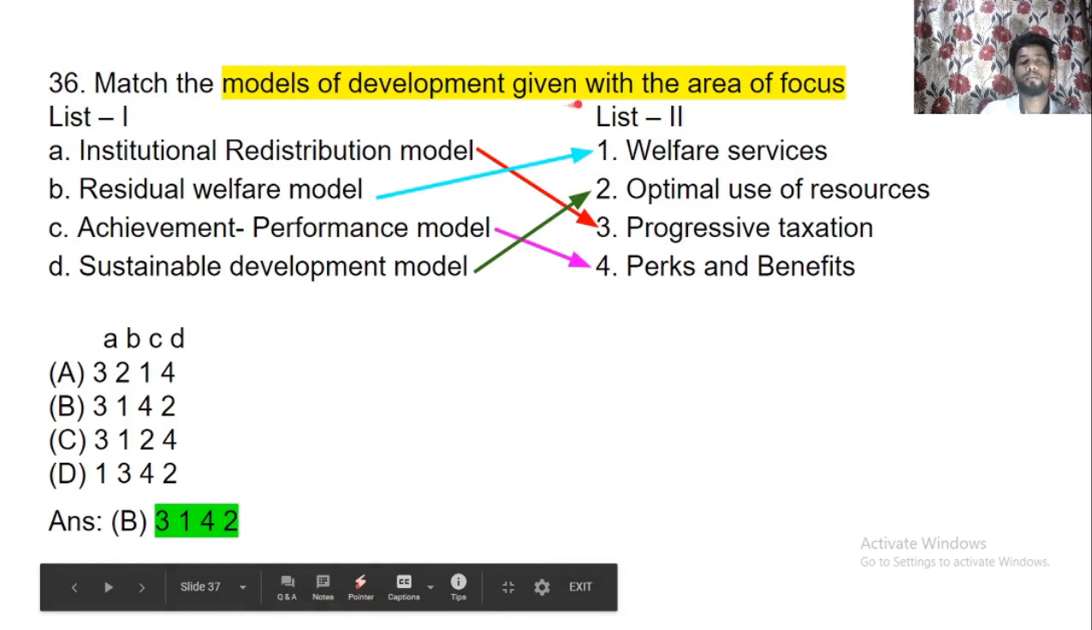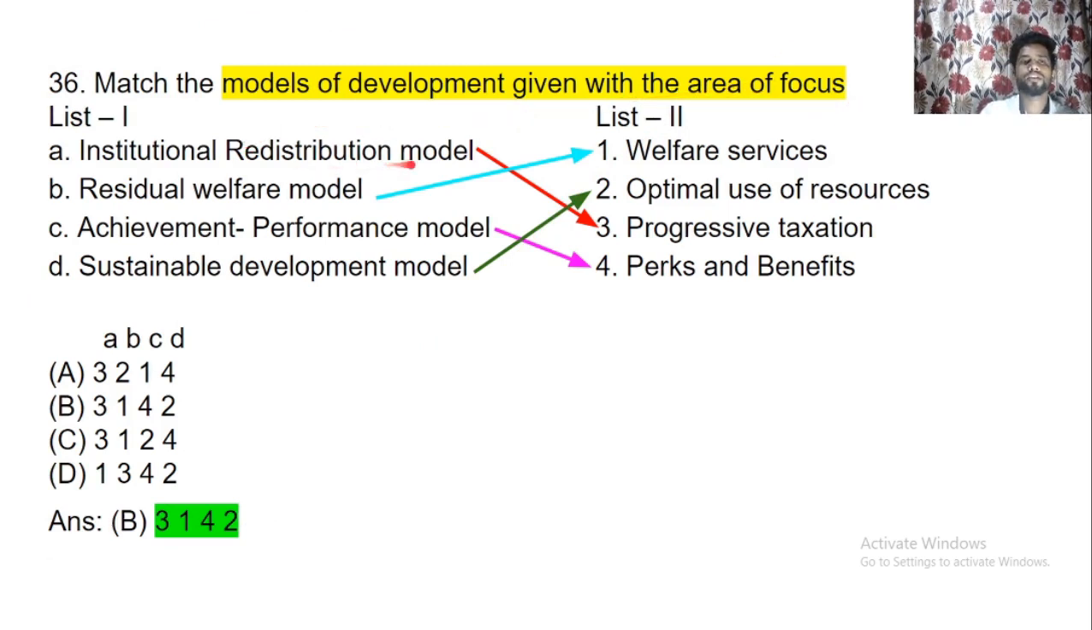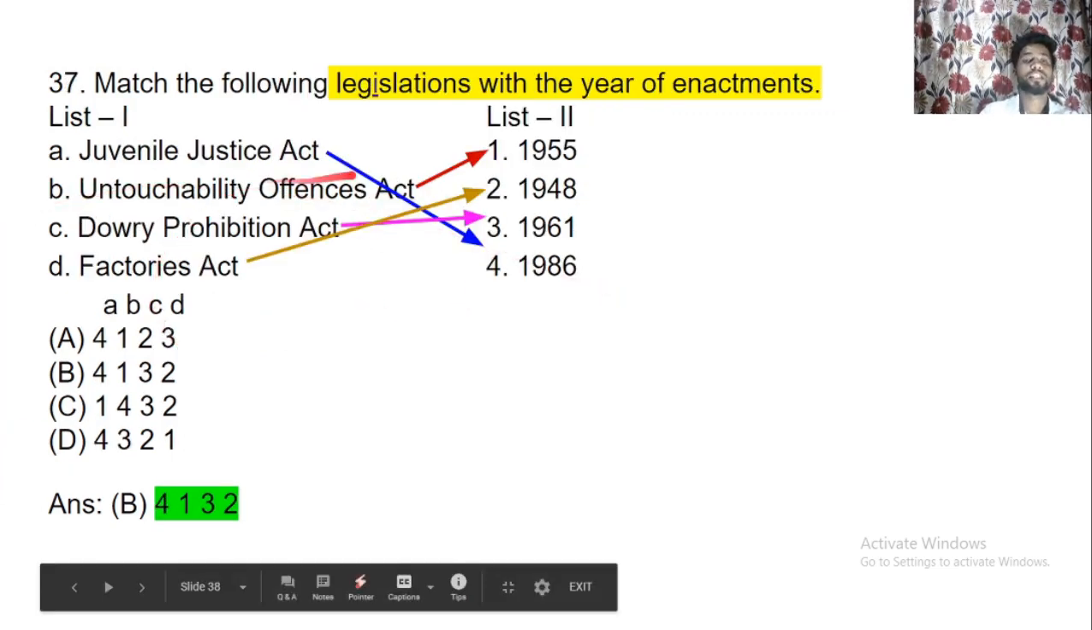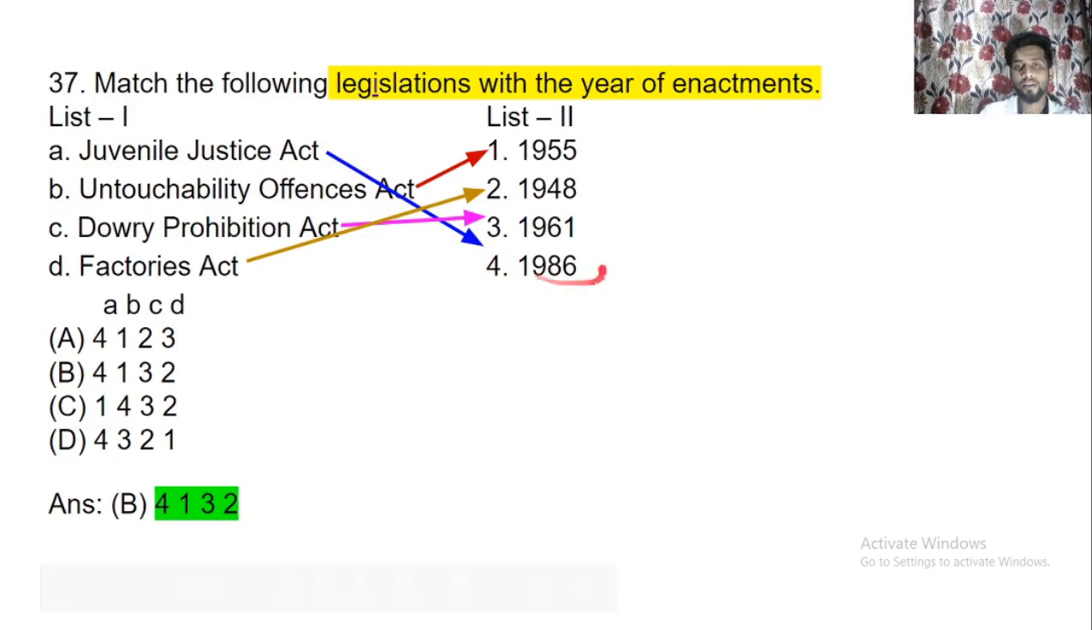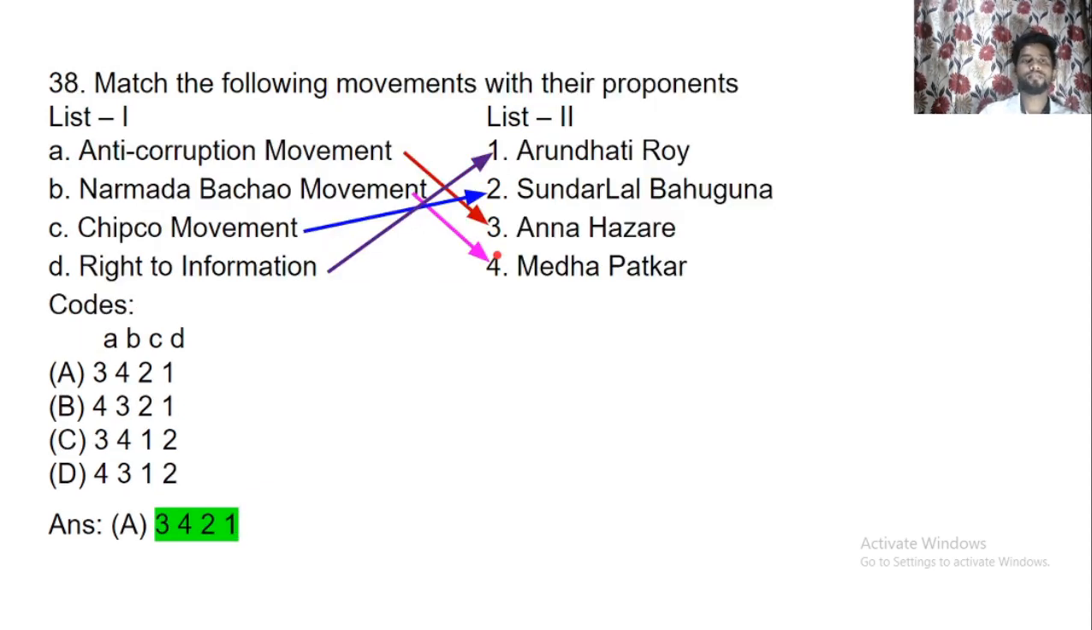So, models of development given the area of focus: the institutional redistribution model, that is progressive taxation; the residual welfare model, that is we talk about welfare services; the achievement performance model, that is talk about merits and benefits; the sustainable development model, that is optimal use of resources. Juvenile Justice Act, the year of enactment is 1986; Untouchability Offenses Act 1955; Dowry Prohibition Act 1961; Factories Act, enacted in the year 1948. Next question, that is the movements and their proponents.